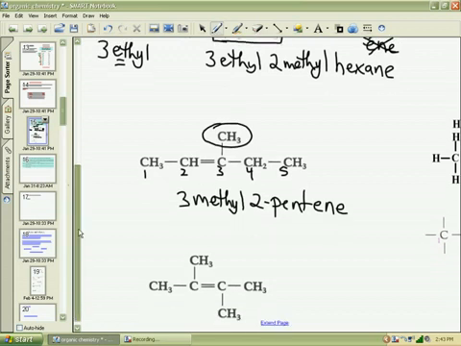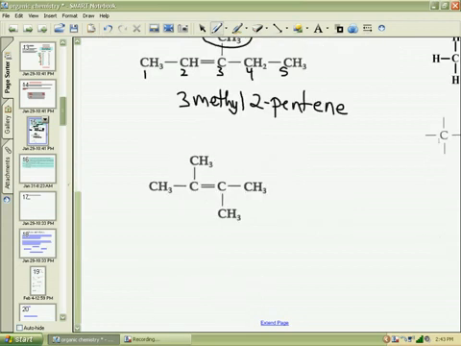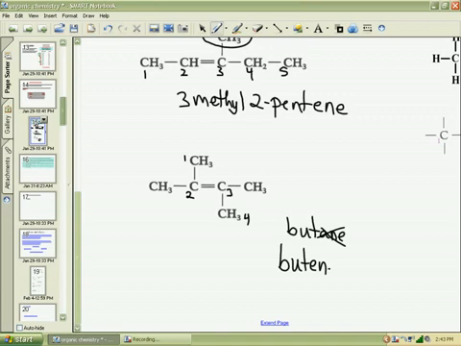Now we count our chain, and it doesn't really matter how we count this one. I'll count it this way just to vary it up. 1, 2, 3, 4. So I have a 4-carbon chain, methyl, ethyl, propyl, butyl, so we're dealing with a butane. But wait a second, it's not a butane. It has a double bond, so it's a butene. Okay, now the double bond isn't on the first carbon, it's on the second. So it's a 2-butene.